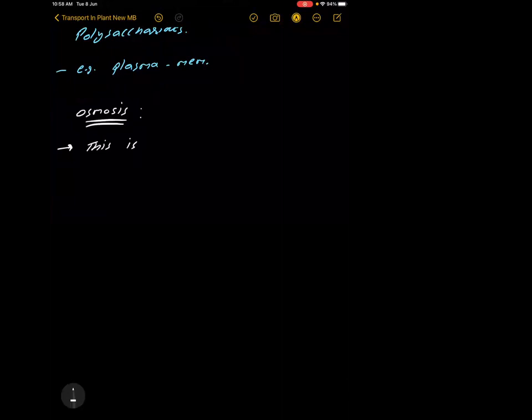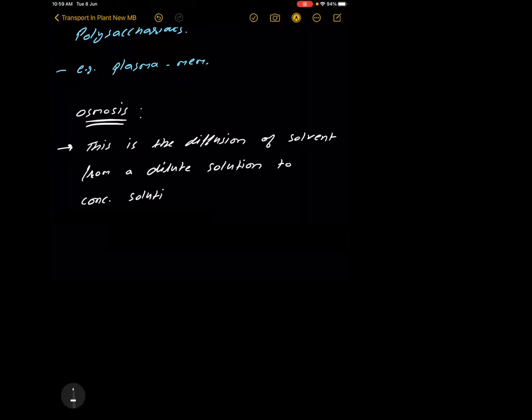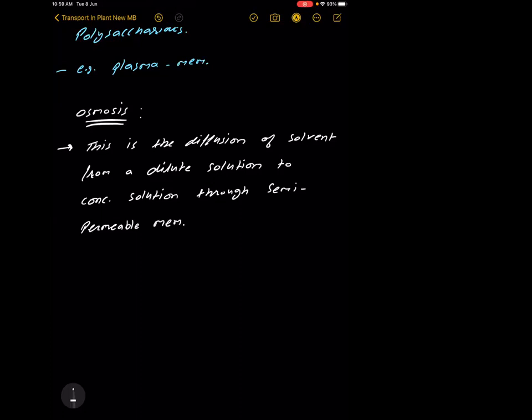This is the diffusion of solvent from a dilute solution to concentrated solution through semi-permeable membrane.